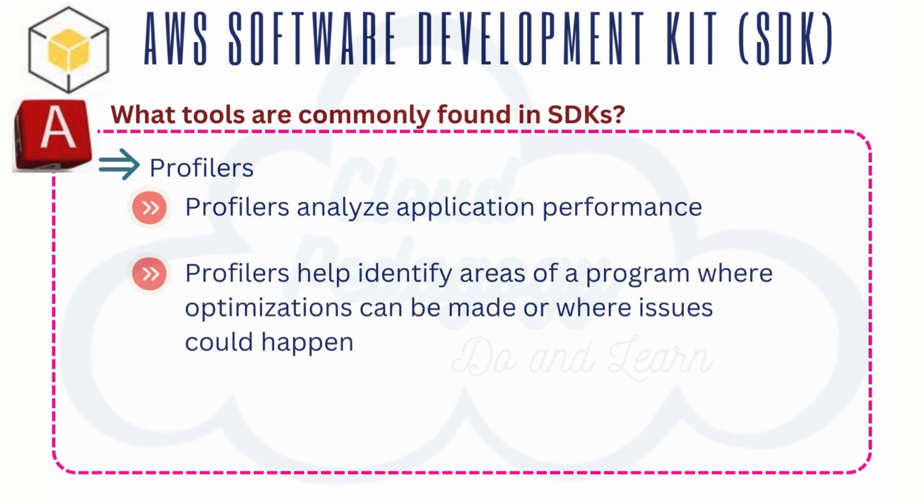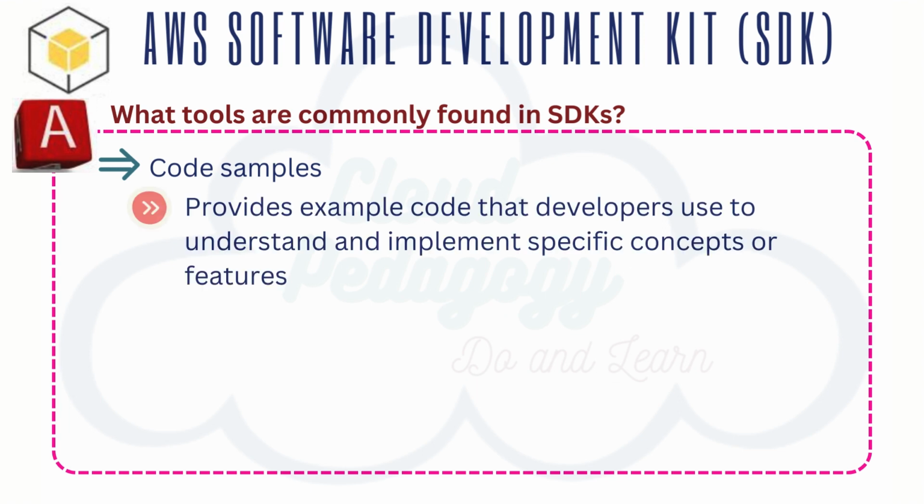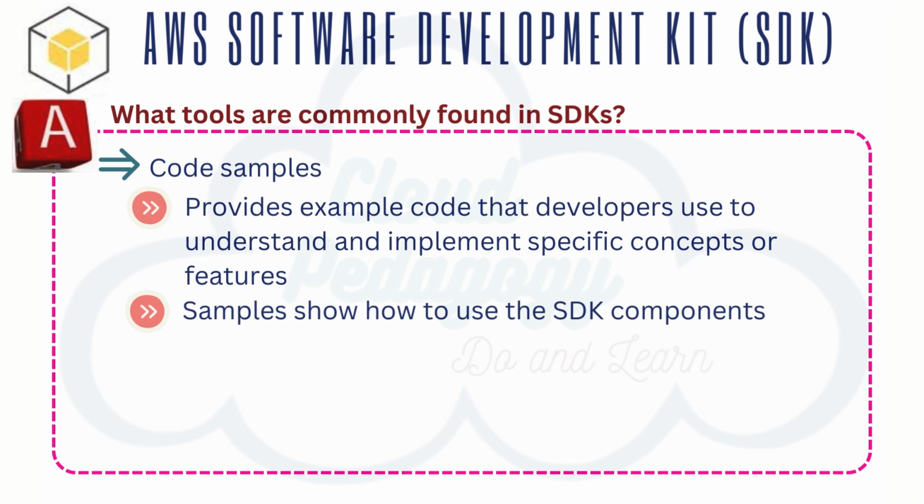By collecting and analyzing data, profilers help identify areas of a program where optimization can be made or where issues could happen. Next, code samples. Code samples are pieces of example code that developers use to understand and implement specific concepts or features. Code samples show how to use the SDK components like libraries and APIs to build applications.